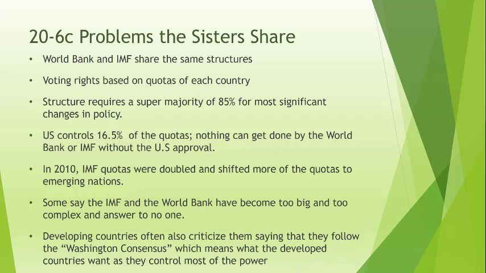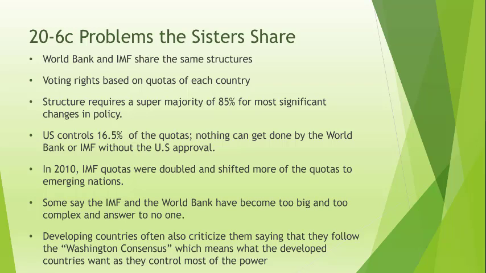which is fair enough. I mean, if you're giving the money to set these things up to begin with, then obviously you want to make sure that you have control over what happens. So in 2010, IMF quotas were doubled and shifted more of the quotas to emerging nations. So quotas are basically what you have to contribute, but at the same time, a lot of the lending that's permitted to any country is dependent on the amount of quotas that you have. And that's also the voting rights as well. So your representation in the organization determines how much you can get out of the organization as well.